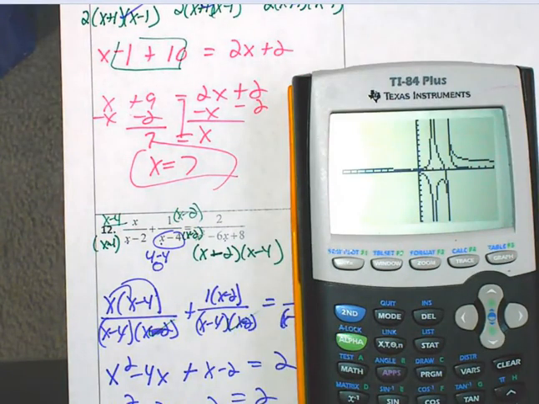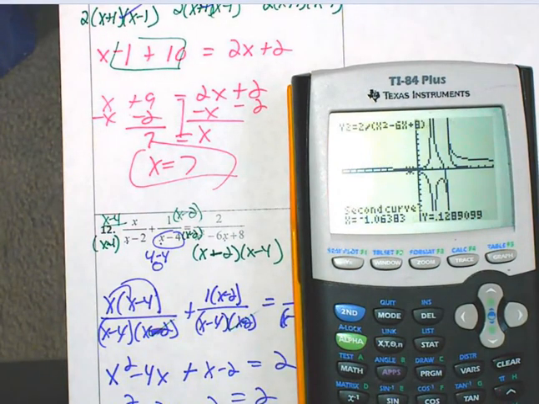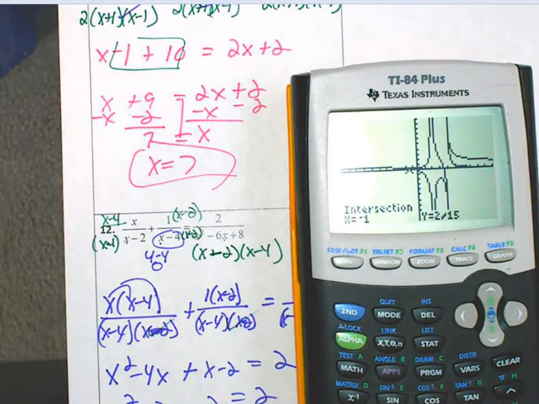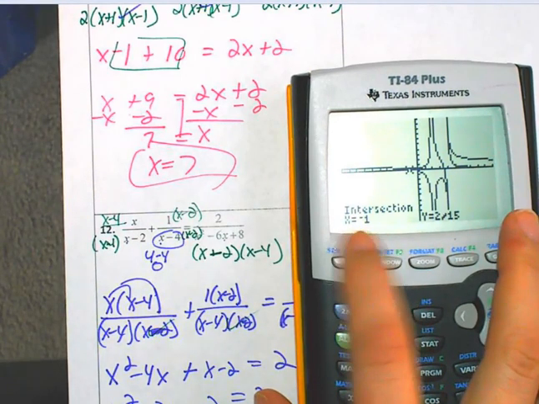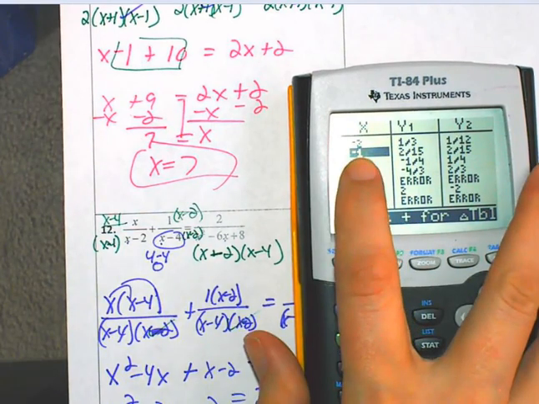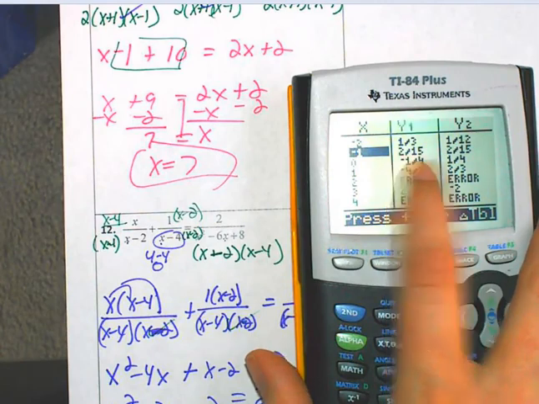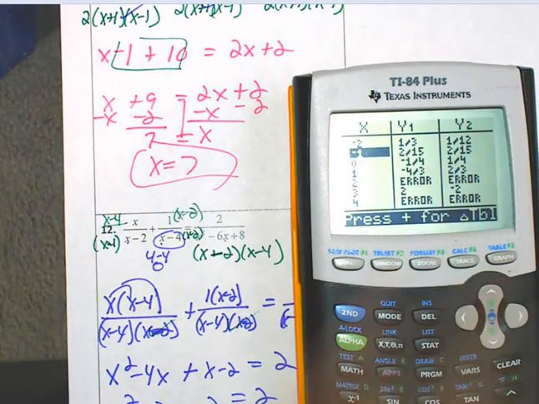Okay, here's our graph. Make sure you zoom 6 if it doesn't look like this. You do the intersection, second trace, number 5, enter, enter, enter. The x value is at negative 1, so we know that's the solution. Remember, again, you could always look at your table. We said negative 1 was our x value. Notice that my y1 and y2 are the same, which means that we've done it correctly. And that's it. You should be able to do the last one on your own.